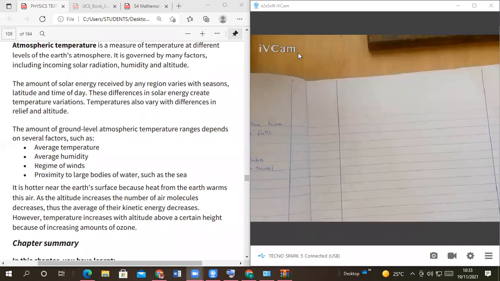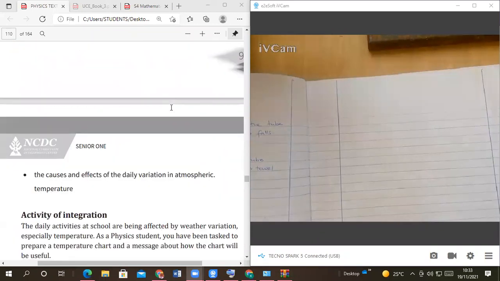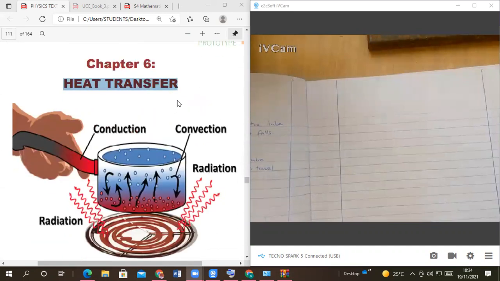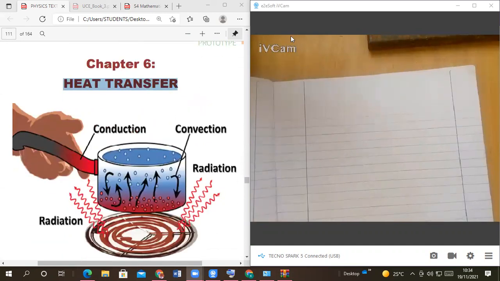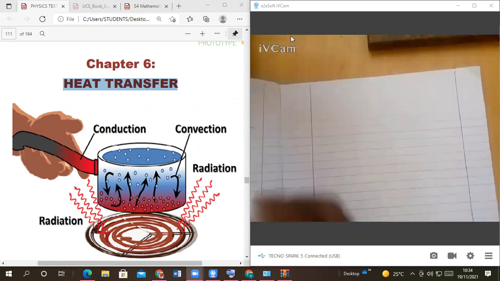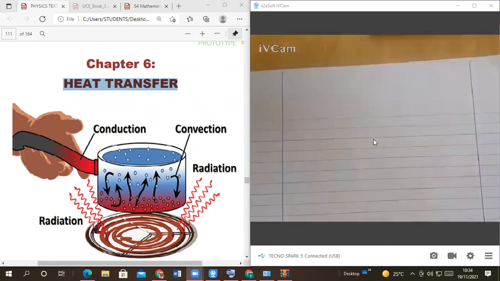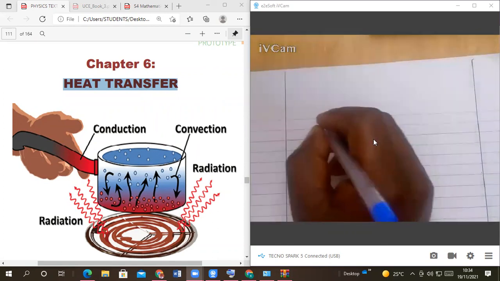So let us look at today's chapter. Today we are going to look at heat transfers. So in our books we write, good morning to Dakia, Pav, Ruth and Bridget. Let us look at heat transfers. In our books, let us write heat transfer.